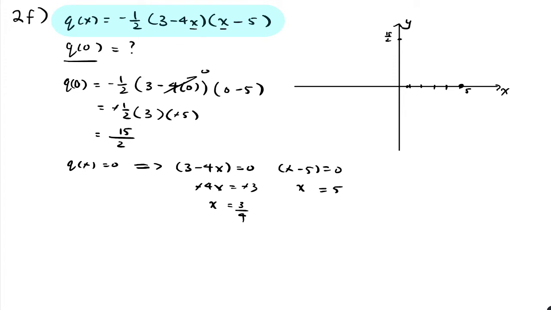15 over 2. So in order to finish drawing this, let's first start on the right-hand side. And we know that it has to go through this point at 5. It's going to bounce up, and then go through this point at 3 over 4, and then exits this point at 15 over 2. And this is our final diagram.